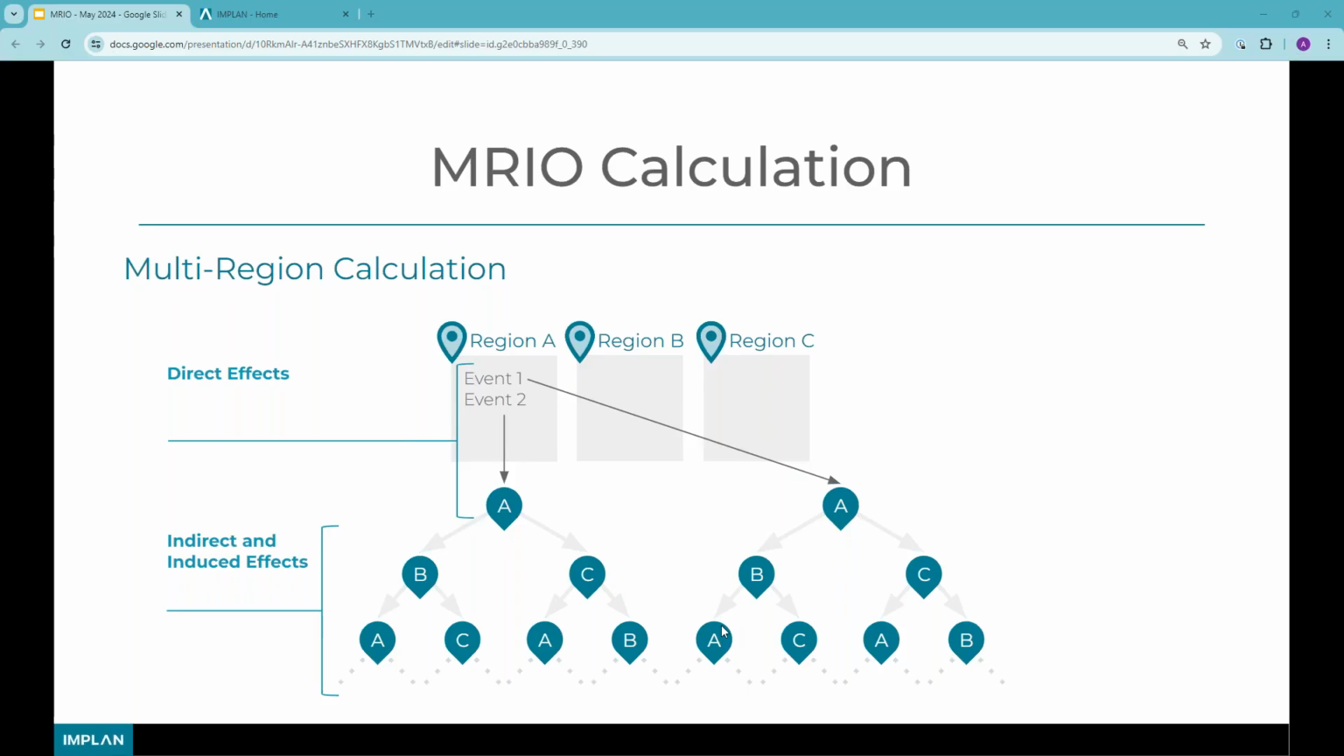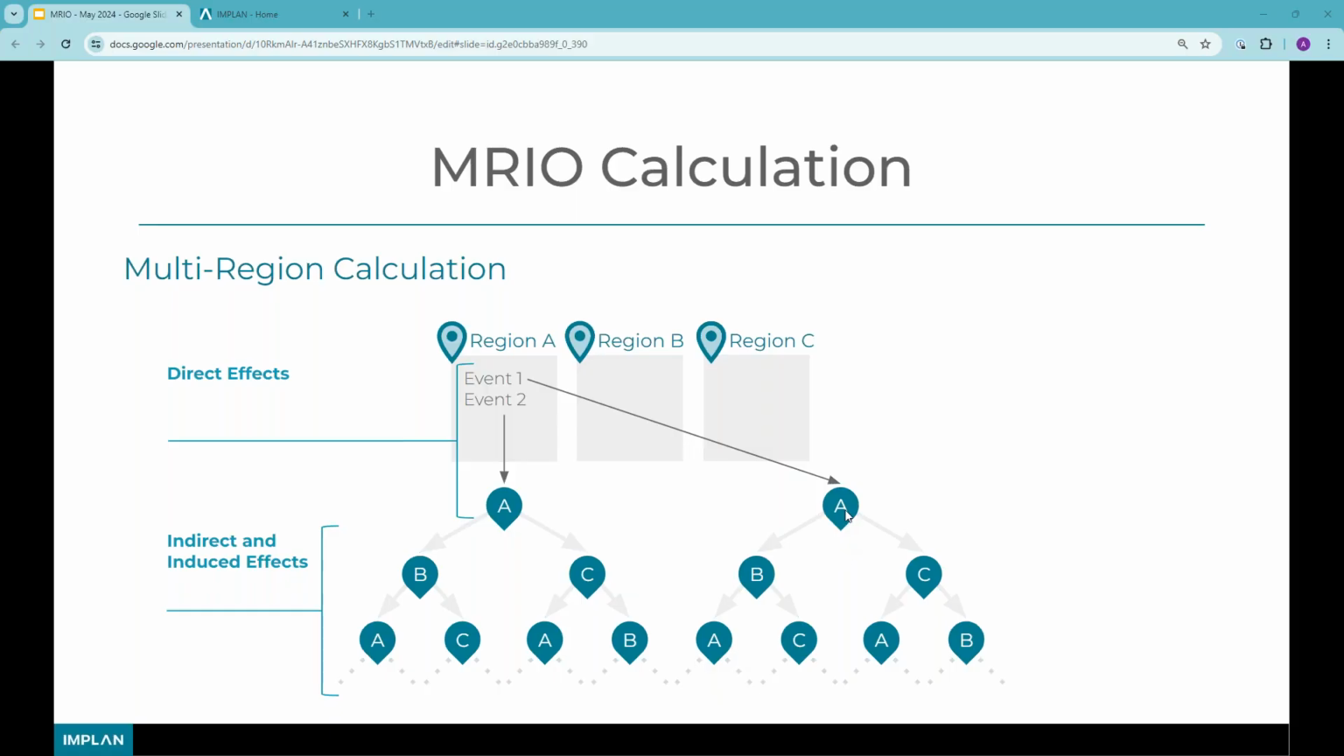So $100 of traded commodity values from region to region. The more events you have, the more regions you have, the longer and more complex these trees are going to be. Because as you see, purchases from region A go to region B and then to region A, and then from region A can go back to B, back to C. These can keep going. They become very complex.